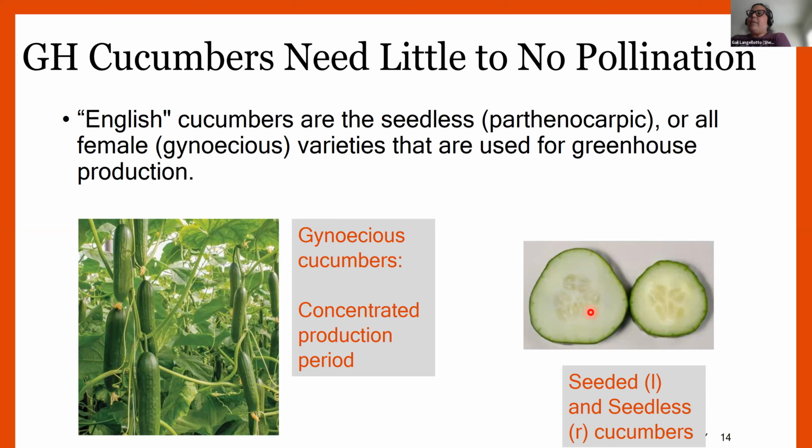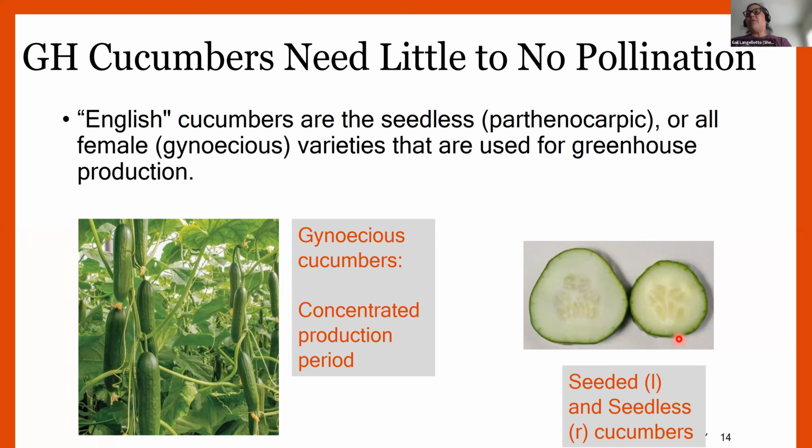Just a note about parthenocarpic or seedless cucumbers. Even when seedless cucumbers are pollinated to produce seed, they don't produce much seed at all. Hence, they're known as seedless cucumbers. This helps to cut down on the need to actually render pollination of these greenhouse cucumbers in an enclosed system.